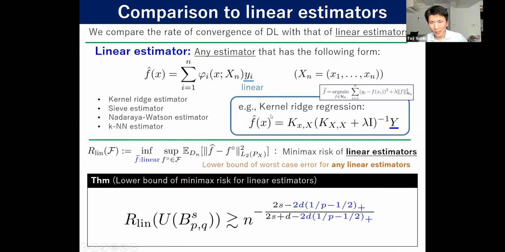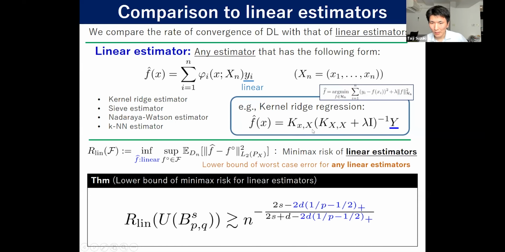The kernel ridge regression is given like this. This is obtained by solving the least squares estimation, more precisely, regularized least squares estimation. Then we get the kernel ridge regression estimator like this.